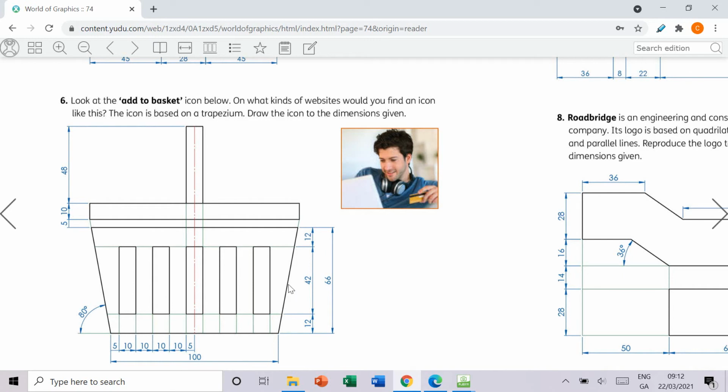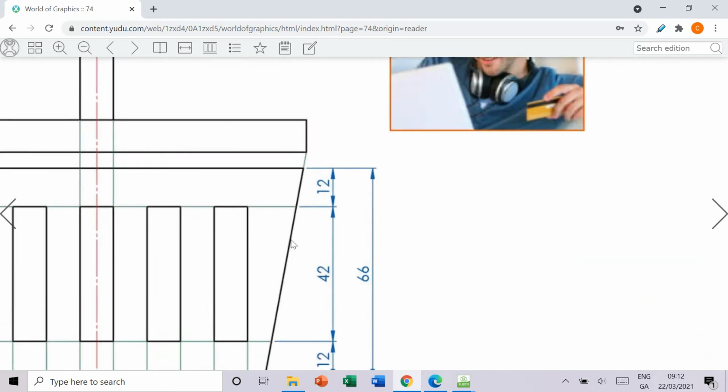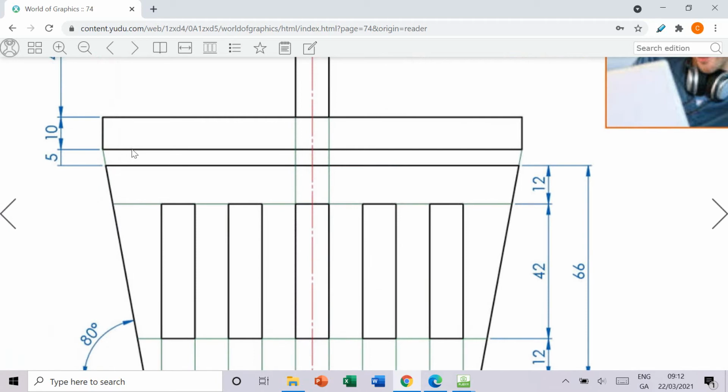Now it goes all the way up until it gets to this line here. Okay, so if you see the trapezium, it's actually continuing up here along that line until it gets to this point here. So 66 to get to this line, plus another 5 to get to this line. So I'm actually going to measure up 66 and draw a construction line horizontally across my page. And then I'm going to measure up 71. So 66 plus 5 is going to give me 71.